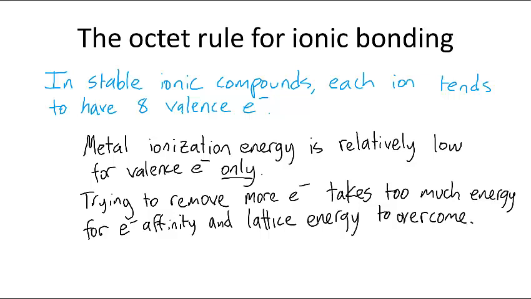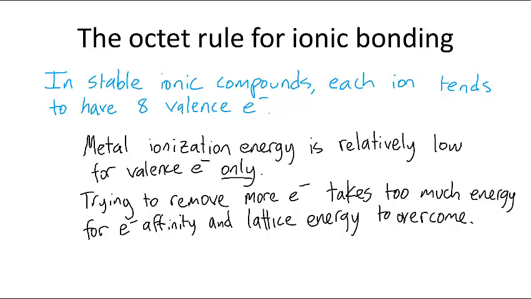So you won't observe ionic compounds where you remove more than just the valence electrons from the metal. Similarly, for the nonmetal, adding electrons to a higher energy level becomes very energetically unfavorable. So you'll never see a nonmetal where you've added electrons past the valence energy level. You generally add electrons until it has a full valence energy level, and then you stop because it becomes too costly. It costs too much energy to keep adding electrons.